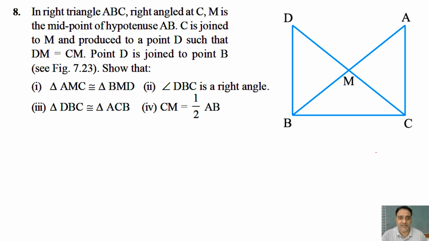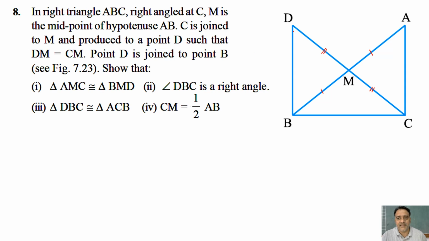So now we are moving towards one of the most important questions of this exercise, question number 8. This is a 5 marks question. If it comes in the exam, it will come for 5 marks. In right triangle ABC, right angled at C, M is the midpoint of hypotenuse AB. C is joined to M and produced to a point D such that DM is equal to CM. So AM is equal to BM. Why? Because M is the midpoint, and CM is equal to DM by construction.